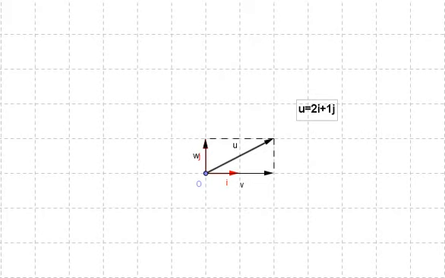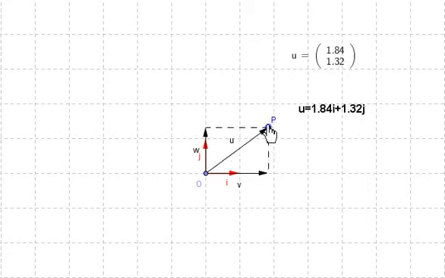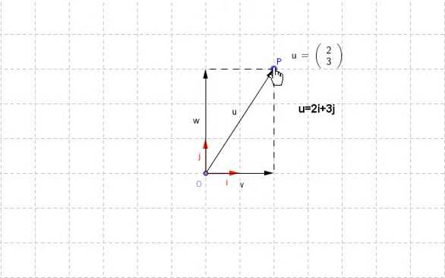And we can write u as a column vector. u equals, here the upper number tells me how many of i's vectors are in u, and the lower number tells me how many of j's vectors are in vector u. Now here, for example, we have 2 i's plus 3 j's.